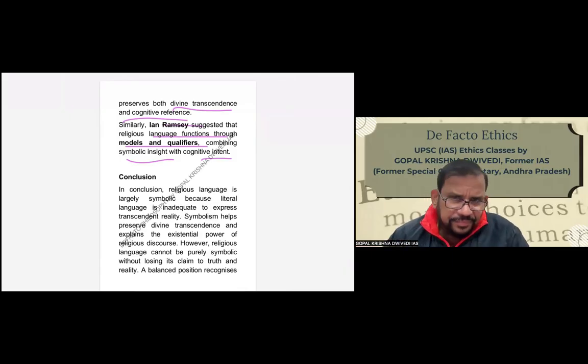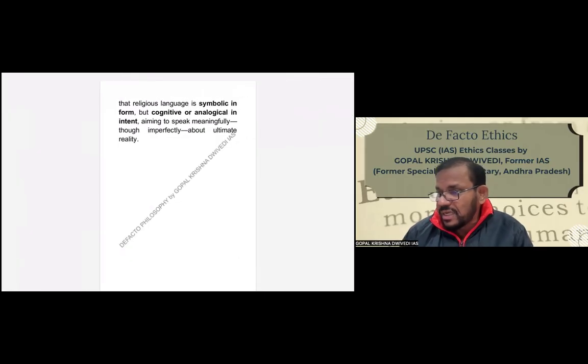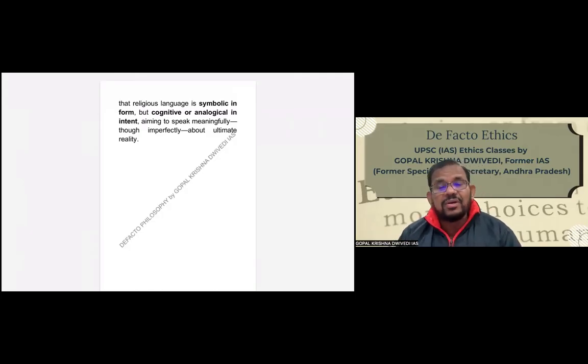So in conclusion, religious language is largely symbolic because literal language is inadequate to express. So part of it is true. Symbolism helps to preserve divine transcendence and explains the existential power of religious discourse. However, religious language cannot be purely symbolic without losing its claim to truth and reality. So what is a balanced position? A balanced position recognizes that religious language is symbolic in form but cognitive or analogical in intent, aiming to speak meaningfully, though imperfectly, about ultimate reality.